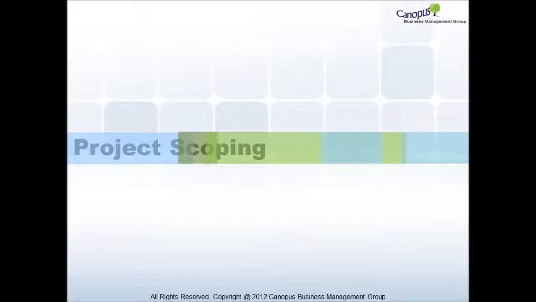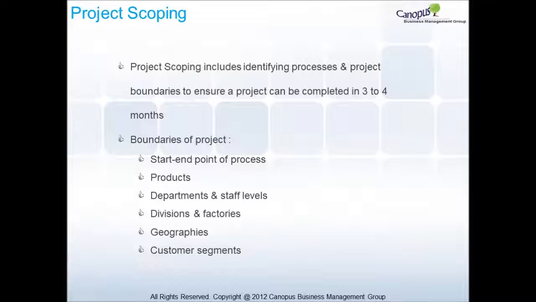In this topic, let's take a look at project scoping and its associated tools. Project scoping includes identifying processes and project boundaries to ensure that a project can be completed in 3 to 4 months. Boundaries of a project often include the start or end point of a process, products covered, departments and staff levels, divisions, factories, geographies, and customer segments.